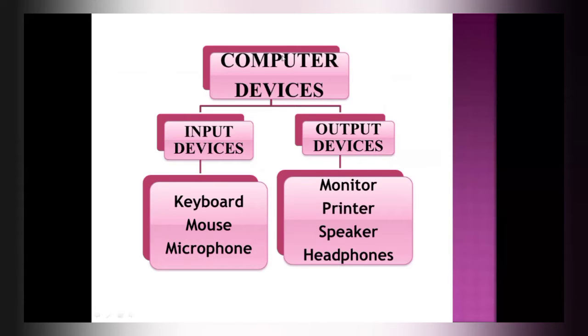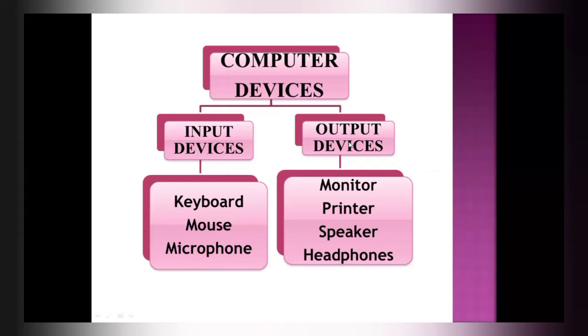Computer devices. In the previous class, I also told you about computer devices. Computer devices are divided into two groups: input devices and output devices. So what are input devices? Input devices are used to enter information into the computer. Input devices are keyboard, mouse and microphone. These are all input devices because we use these devices to enter information into a computer. We use the keyboard for typing, the mouse to select an object, and the microphone to record our voice. That's why these devices are called input devices.